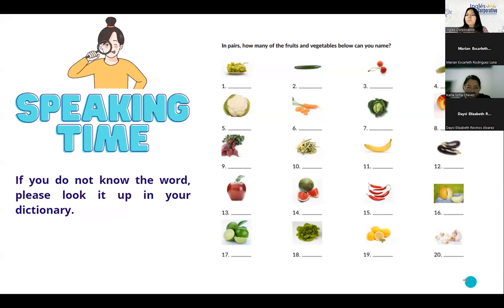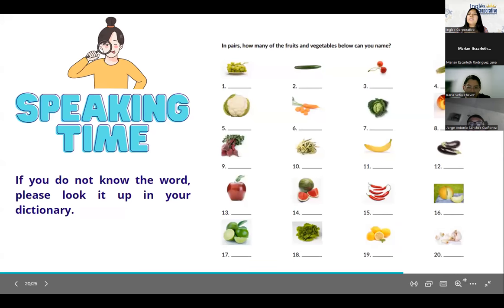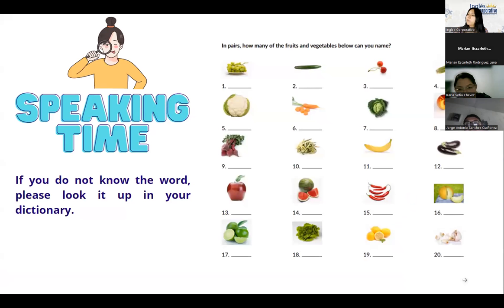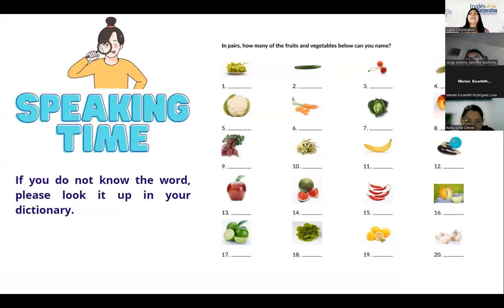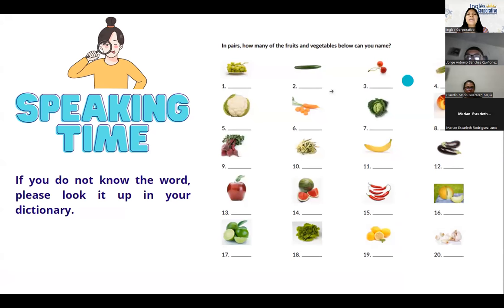Okay, so we're almost done with our class. Let me just ask you a couple of questions before we go, guys. How do you say berenjena in English? Eggplant. How do you say apple in English? Celery. And how do you say cauliflower in English?